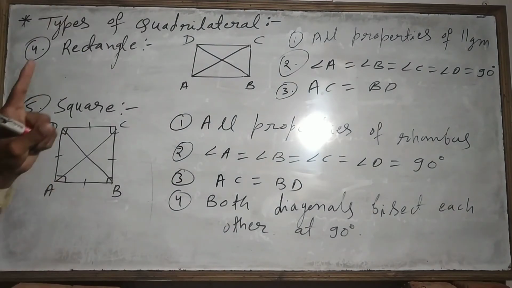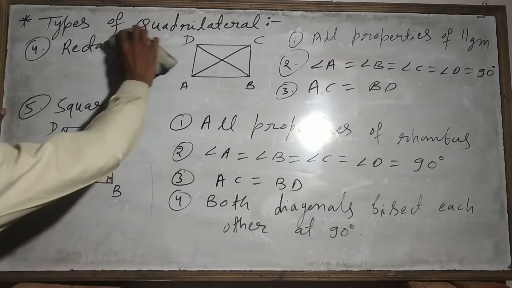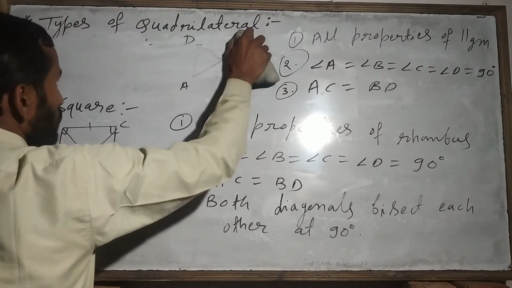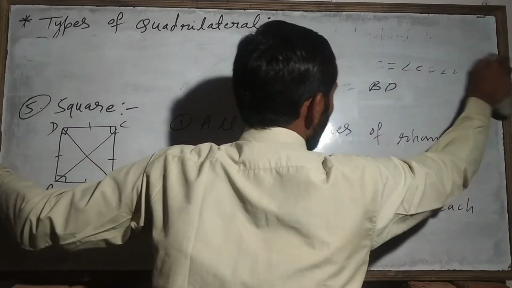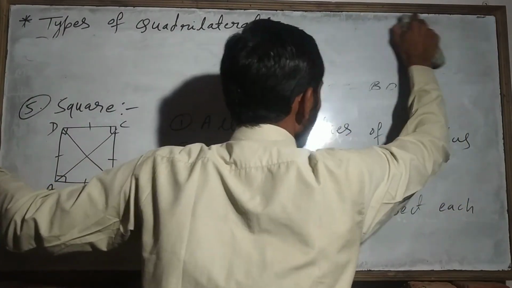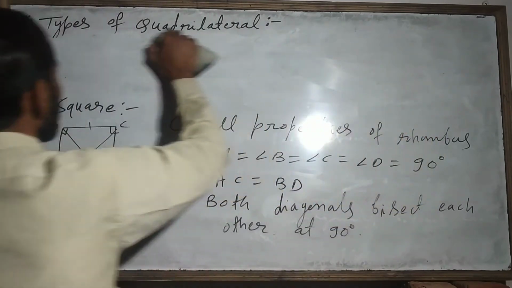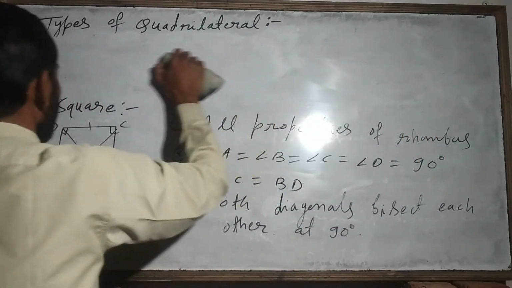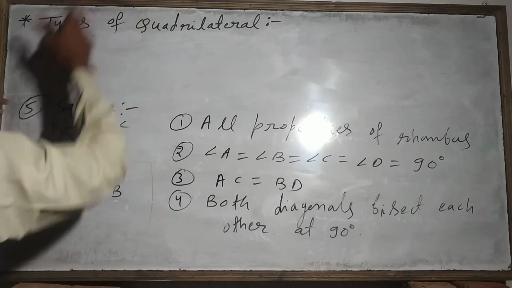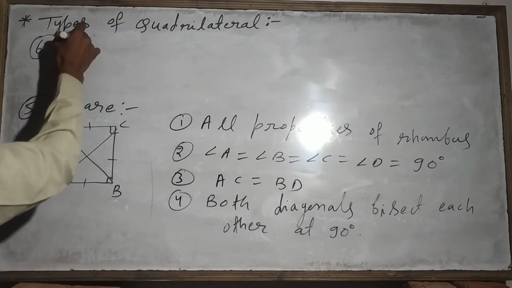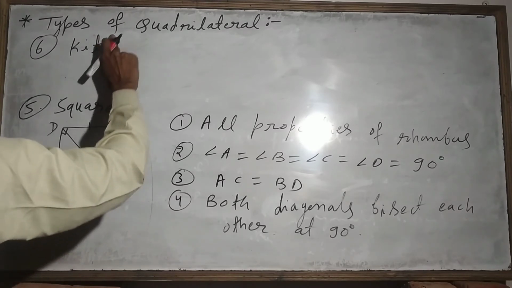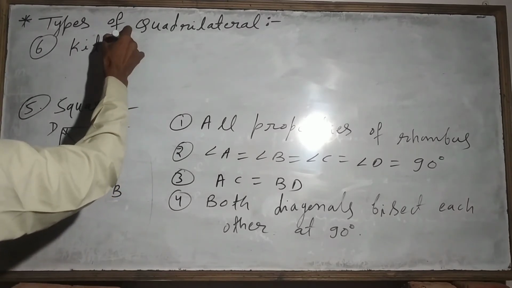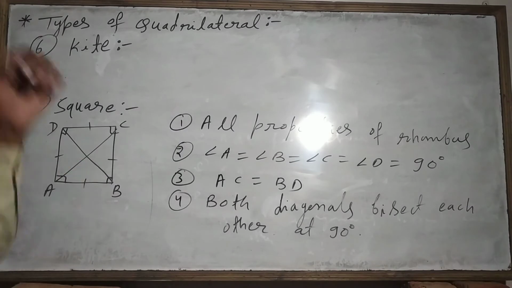Next, one more last type is there, that is kite. Kite is a different type of quadrilateral. That is also a type of quadrilateral only. So the sixth one is kite. I will write here kite. The sixth type is kite, the last type of quadrilateral.